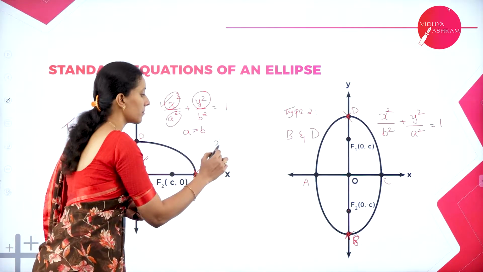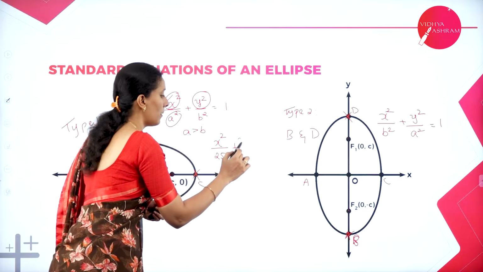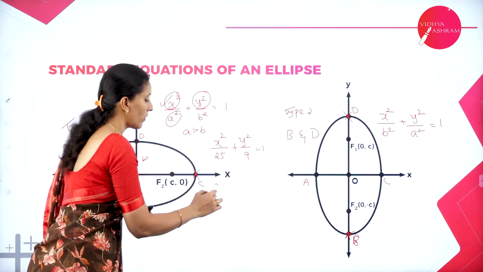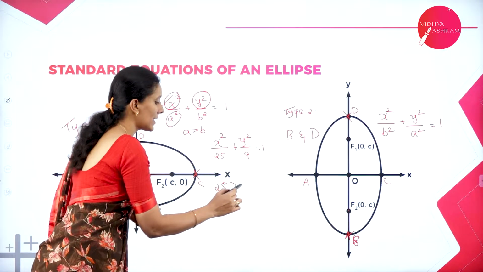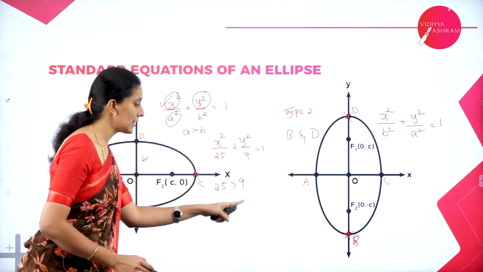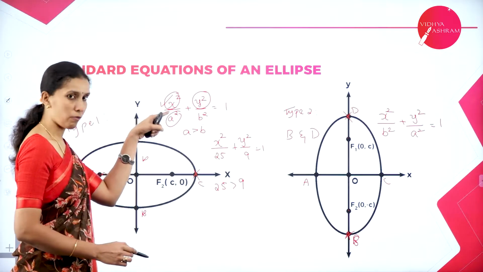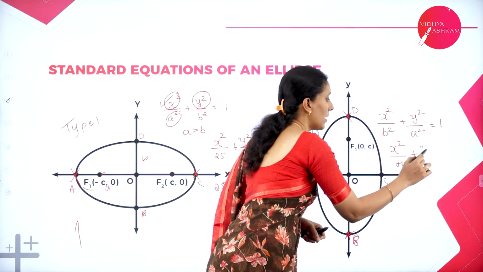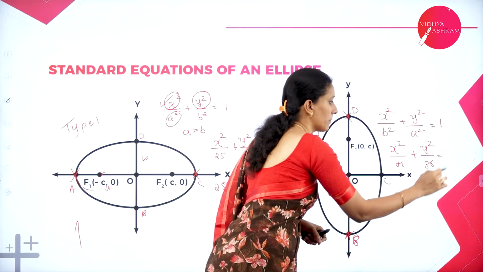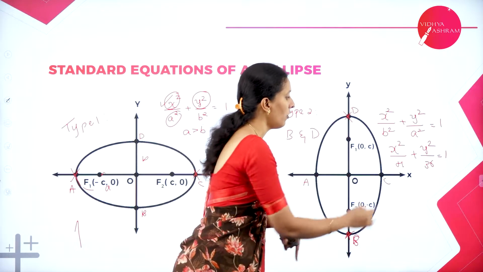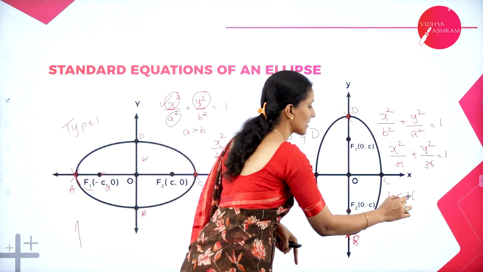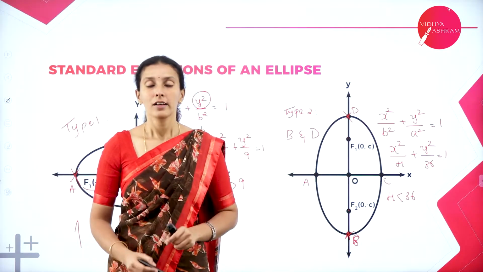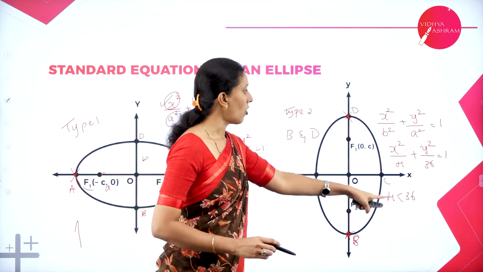Suppose I write x square by 25 plus y square by 9 is equal to 1. Clearly here the coefficient of x square, or the denominator of x square, 25, is greater than 9. Therefore, this is the standard equation of the ellipse of type 1. Now, suppose you get x square by 4 plus y square by 36 is equal to 1. Here observe 4 is less than 36. That is, the coefficient of the first one is less than the coefficient of the second. So clearly we can conclude this is of type 2.